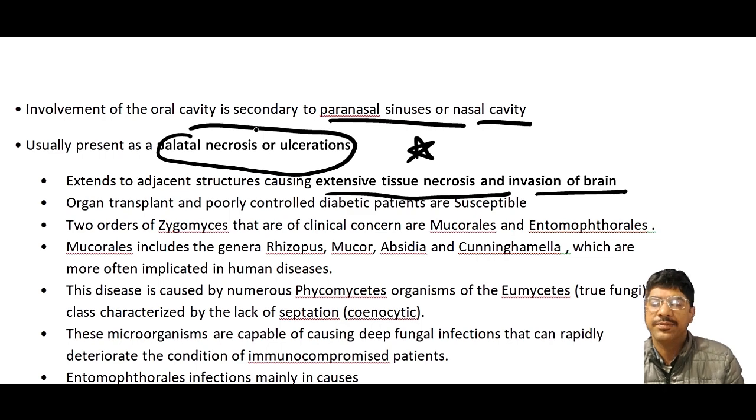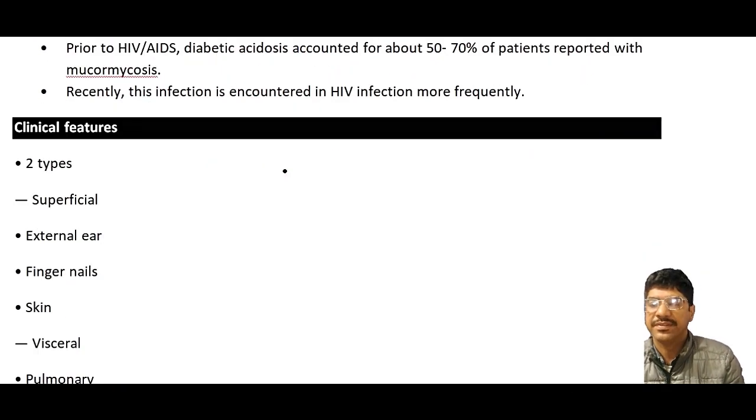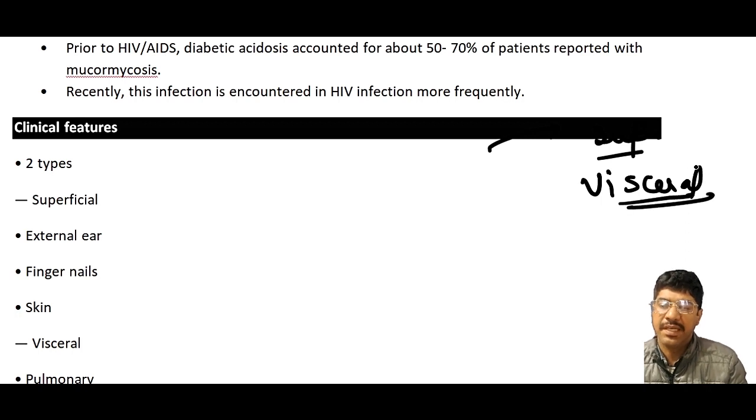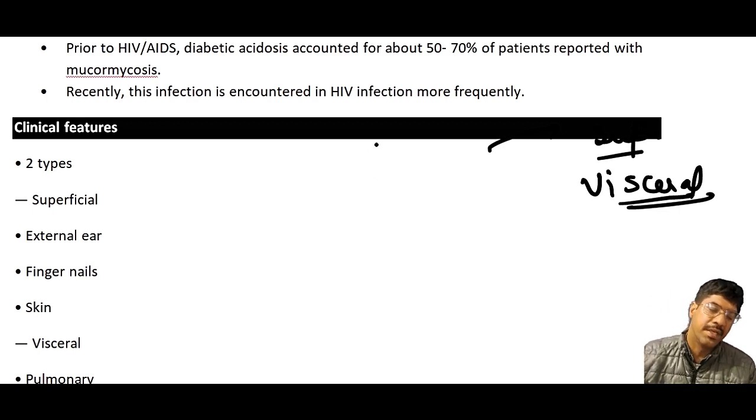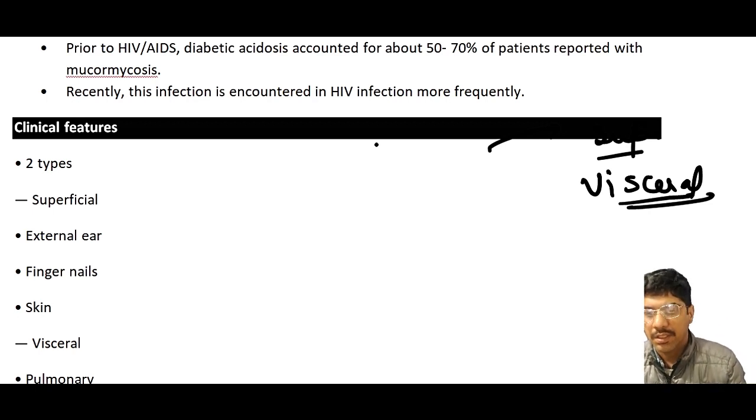Now there are two main types of mucormycosis infection: the superficial type and the visceral type. The superficial type involves the skin, ear, and fingernails, while the visceral type involves the lungs, GIT, and the rhinocerebral form, which involves the nose, sinuses, and the brain. The rhinocerebral type is the most common in dental practice. Infection in the head often happens in individuals with uncontrolled diabetes, and symptoms include cellulitis, eye muscle paralysis, and brain inflammation.